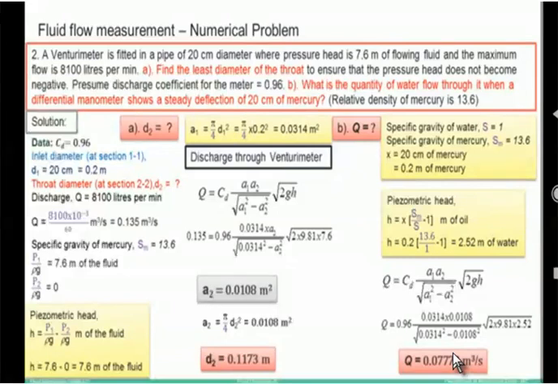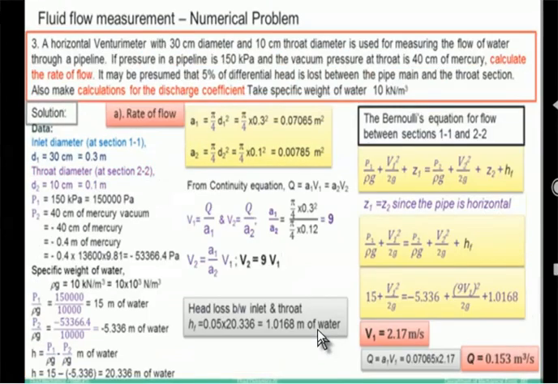Okay, so nothing else is here. Sir has already given a Q, but this Q is different and that Q is different. He has given this Q in the statement of the problem, but he has asked us to find that Q when the deflection shows 20 centimeter of mercury. Okay, this is the second answer. Now move on to the third one.